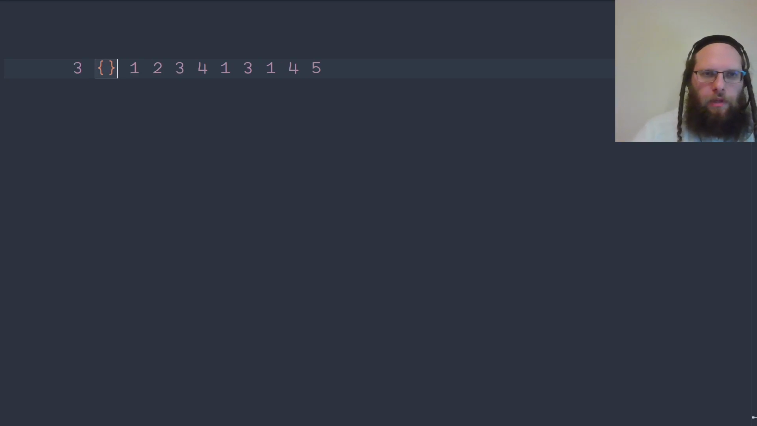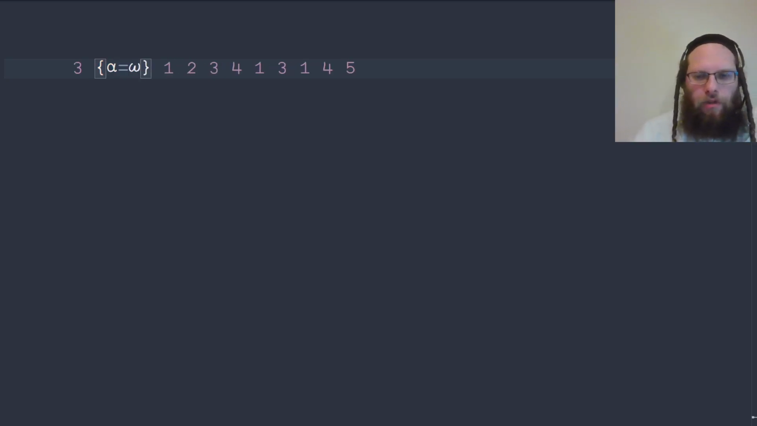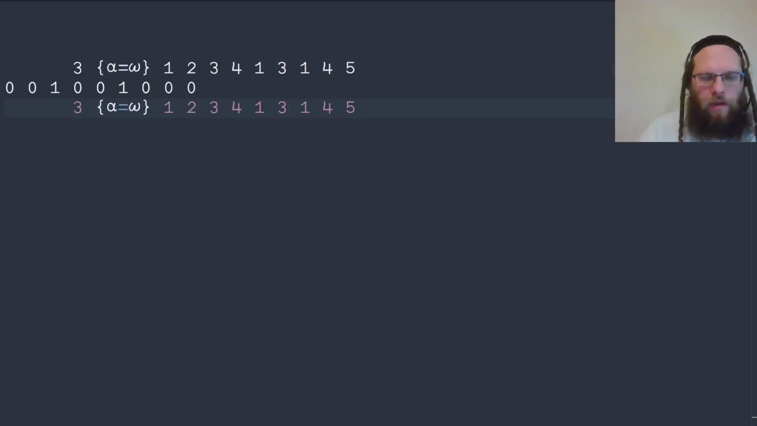Let's have a little lambda here and compare the left argument to the right argument. Now we have indication of where the 3's are. And if we were to sort so all the zeros came first, well, all the numbers that correspond to zeros, then we would have all the 3's at the rear.